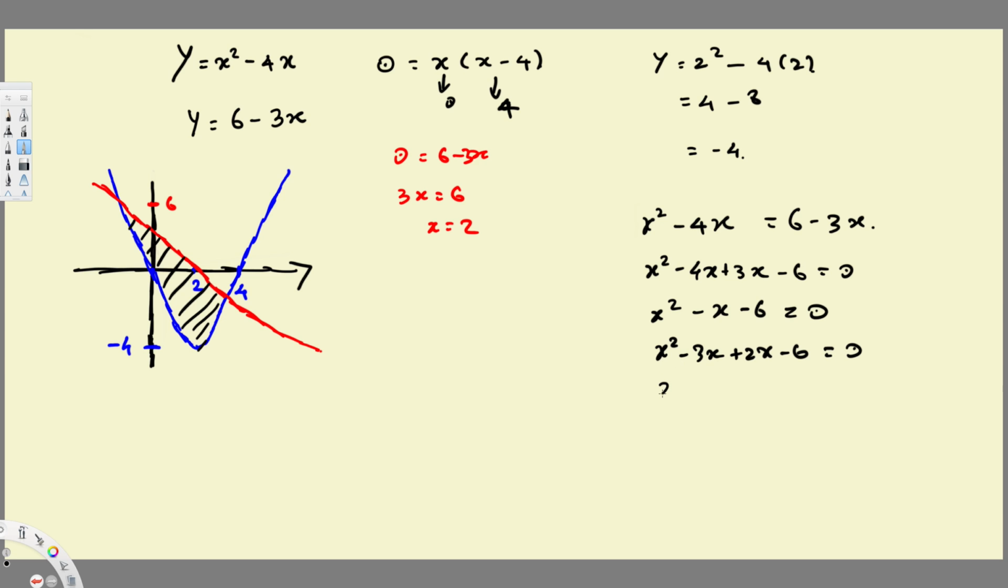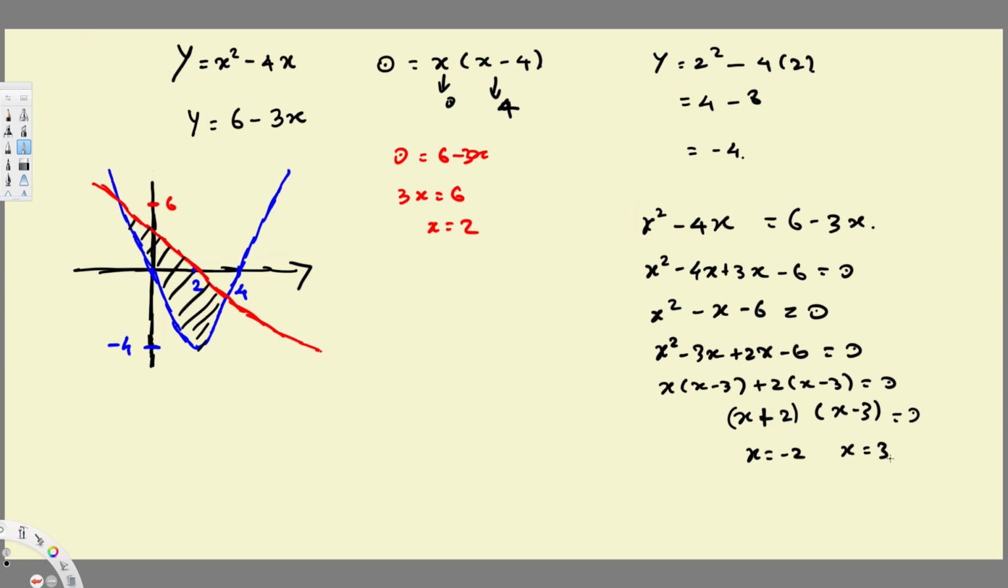If I take x common right here, this is going to be x minus 3, and if I take 2 common right here, this is going to be x minus 3. So we get x plus 2, x minus 3 is equal to 0. So x is going to be equal to minus 2 and x is going to be equal to 3. So these are going to be our limits of integration.